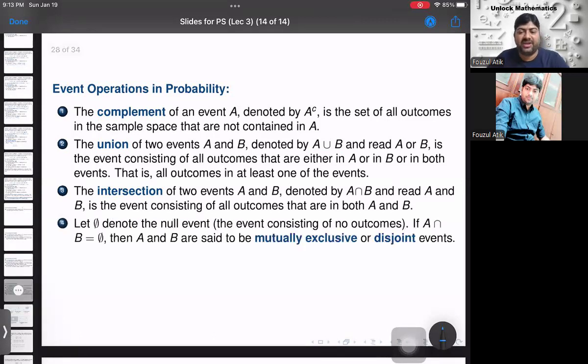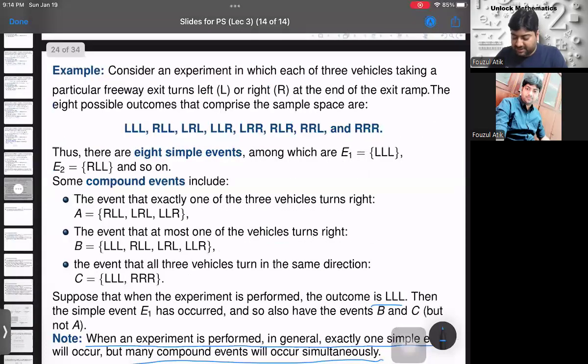Then we have mutually exclusive or disjoint events. This is the same as disjoint sets. So let phi denote the null event, that means the event consisting of no outcomes. Basically, in set theory you have learned it as the null set. So if A intersection B is equal to phi, that is, if the intersection of two events A and B is a null event, then we can say that A and B are mutually exclusive or disjoint events. Right? So very easy, same as set theory.